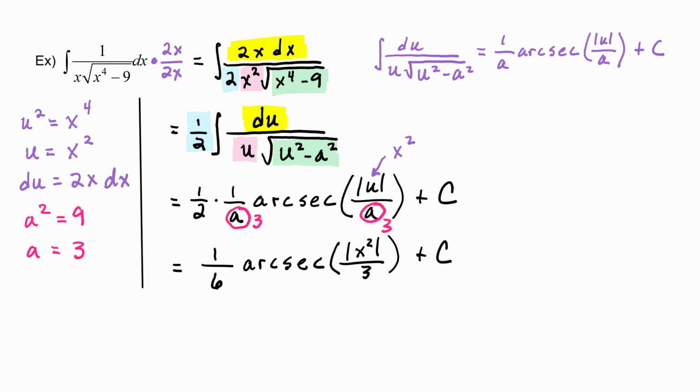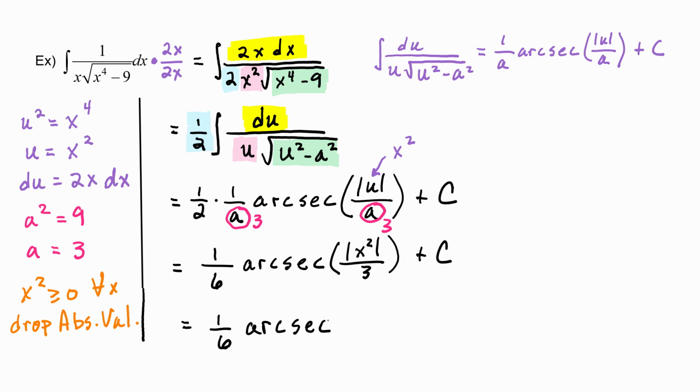And now we have one more simplification we need to do, because the absolute value of x squared can be simplified because x squared is greater than or equal to 0 for all x, and that allows us to drop the absolute value. So now this becomes 1/6 arcsecant of the quantity x squared over 3 plus c.